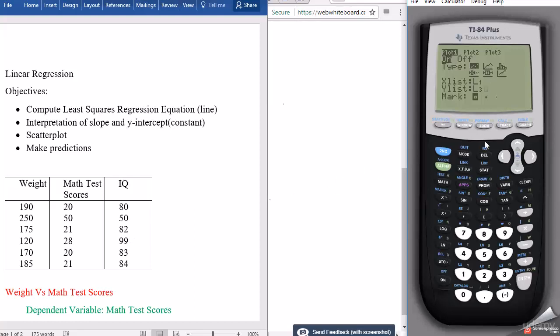So once you're done, again do zoom 9 and you are going to see the scatter plot. Okay, zoom 9, that's the scatter plot. Okay, you can see that this is a negative relationship, because the dots are going down from left to right.